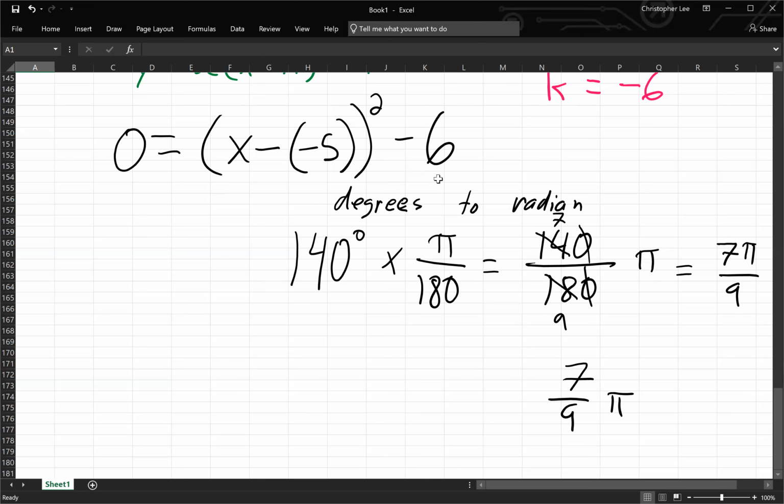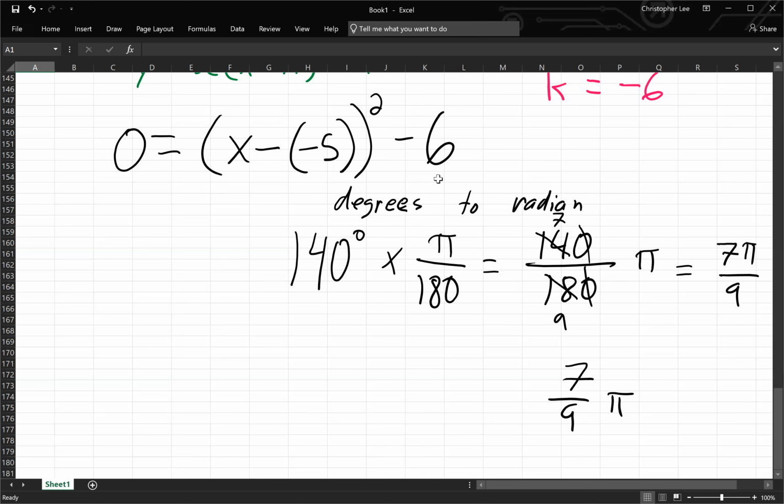Then if you want to go in reverse, from radians to degrees, you just multiply by 180 over pi. Same thing. Negative 270 divided by 180. Do the calculator, you gotta do it. Yeah, negative 270.